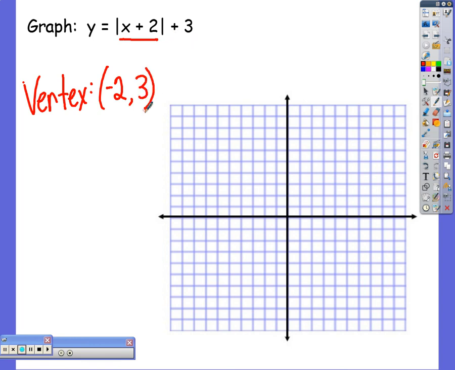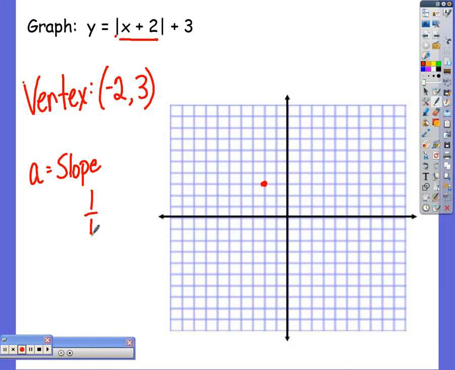So we graph that vertex: negative 2, 1, 2, 3, positive 3. And if you'll notice, the number right out here, our a value, is our slope. Right now, that is 1. So we're going to write it as a fraction, 1 over 1, because there's not a number there. Remember, anytime there's not a number coefficient, then it is 1.